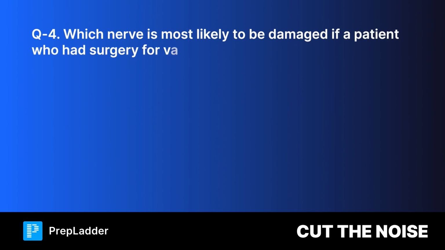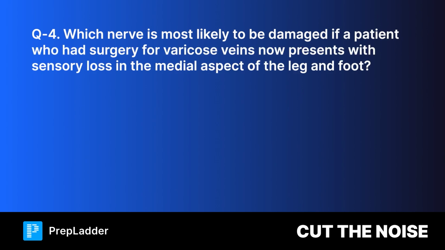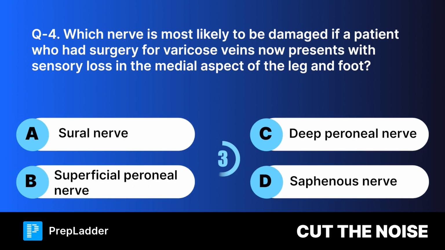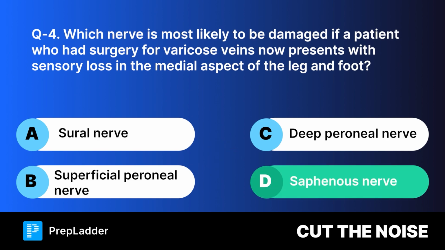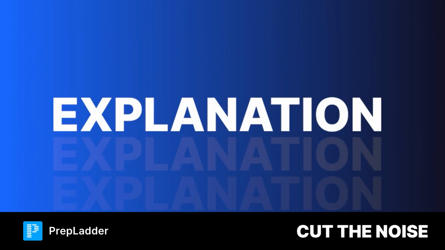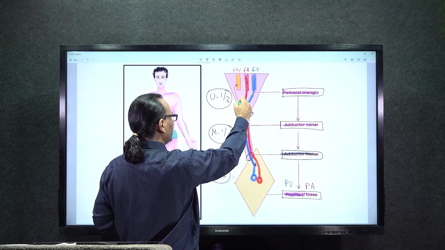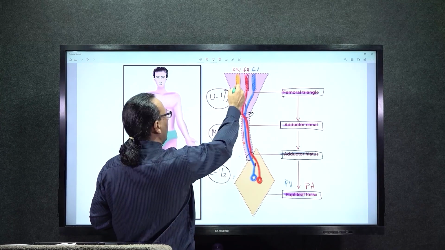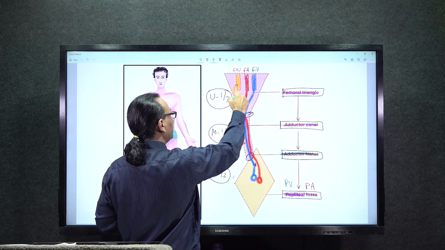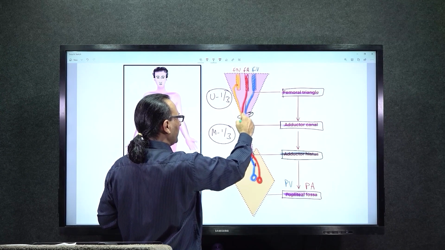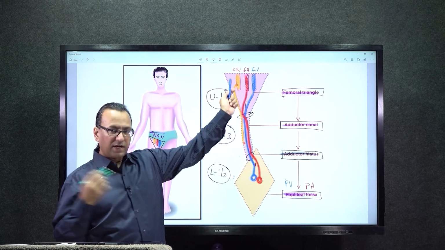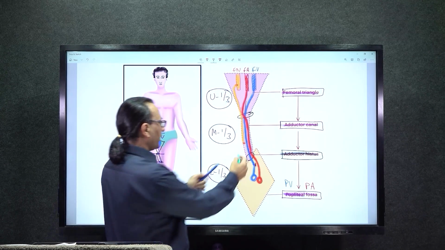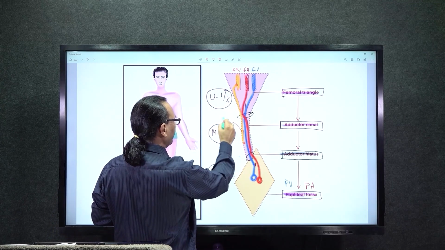Question 4. Which nerve is most likely to be damaged if a patient who had surgery for varicose veins now presents with sensory loss in the medial aspect of the leg and foot? Your options are, and the correct answer is saphenous nerve. Here's the explanation. So this is the saphenous nerve which is going to enter the adductor canal and not the femoral nerve. So femoral nerve is a content of the femoral triangle only. The nerve which is a content of the adductor canal is the saphenous nerve.